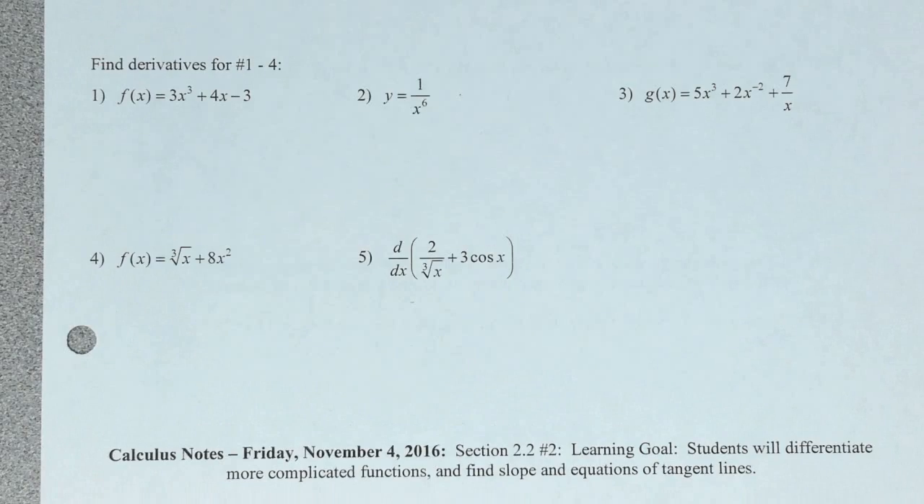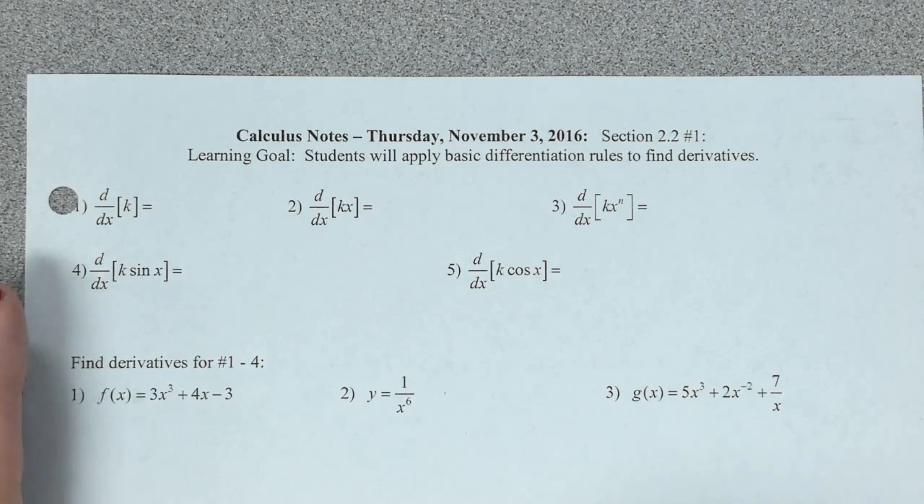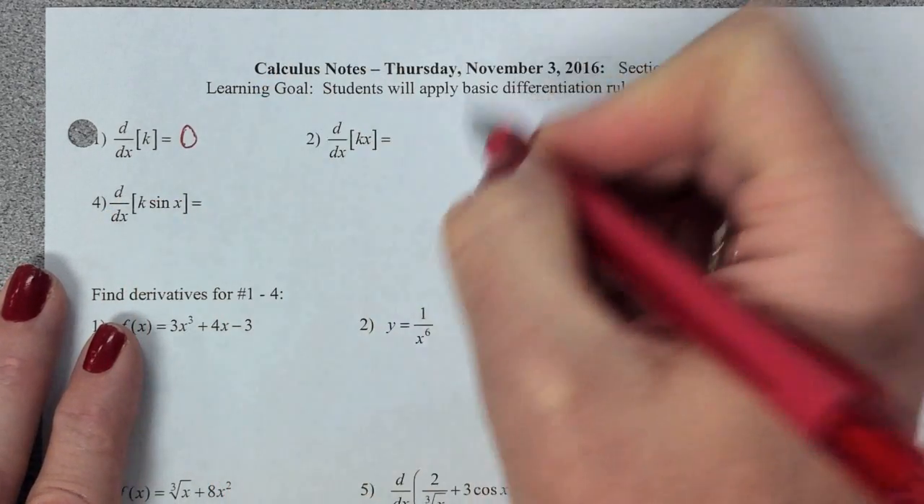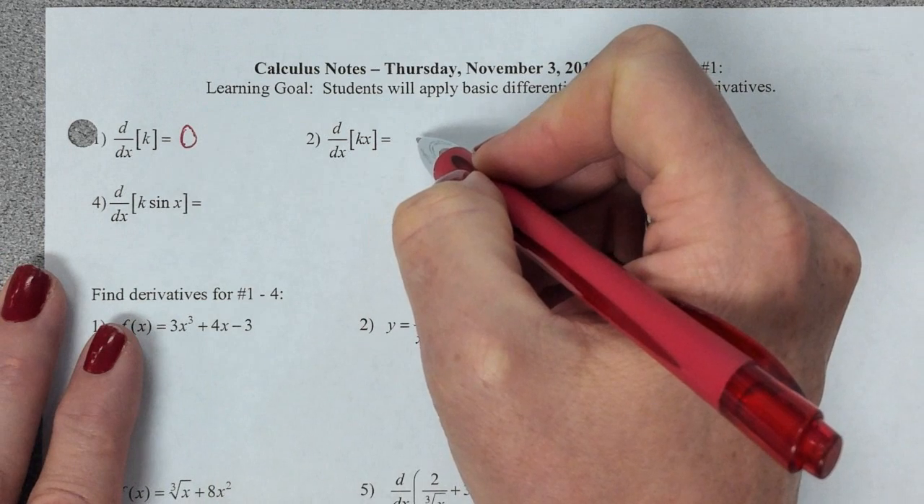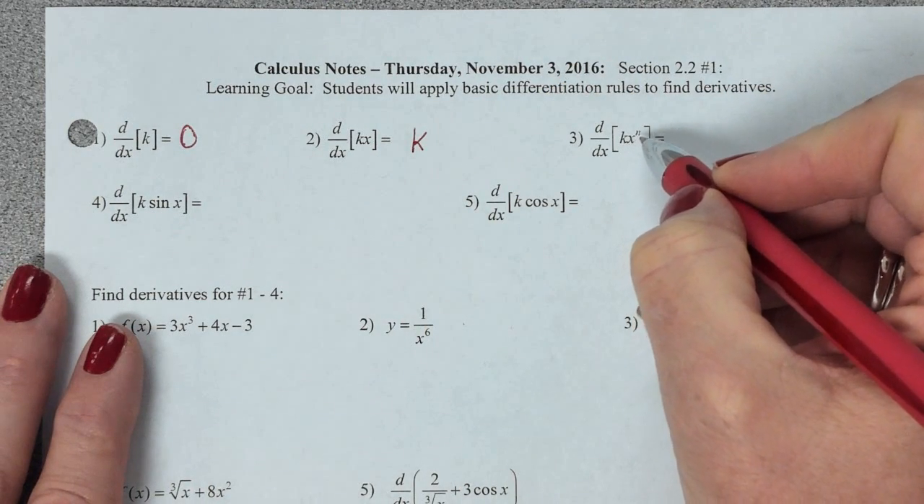All right, guys. So just kind of reviewing our rules up here. I want you guys to go through this without looking at your notes. Look up here. Tell me, what is the derivative of a constant? 0. What is the derivative of kx? K, right. What is the derivative of kx to the n?